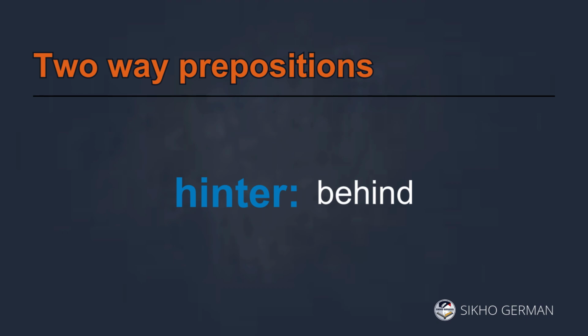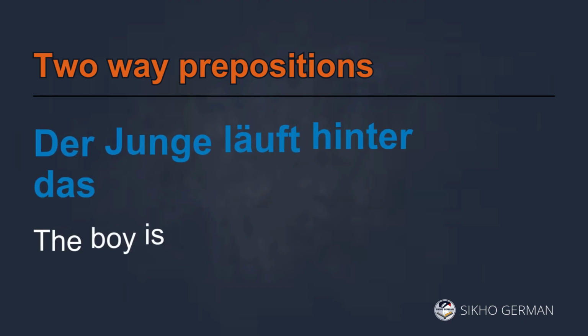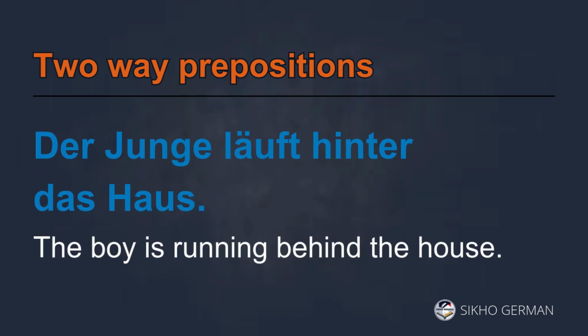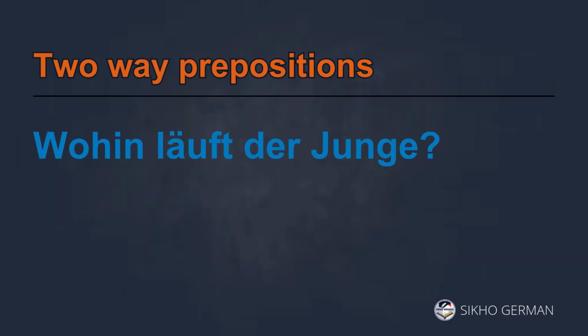Next is hinter, behind. Der Junge läuft hinter das Haus. The boy is running behind the house. This uses accusative because there's movement. The boy is moving to a position behind the house. Wohin läuft der Junge? Where is the boy running to? Answer, hinter das Haus. The neuter das stays das in accusative.